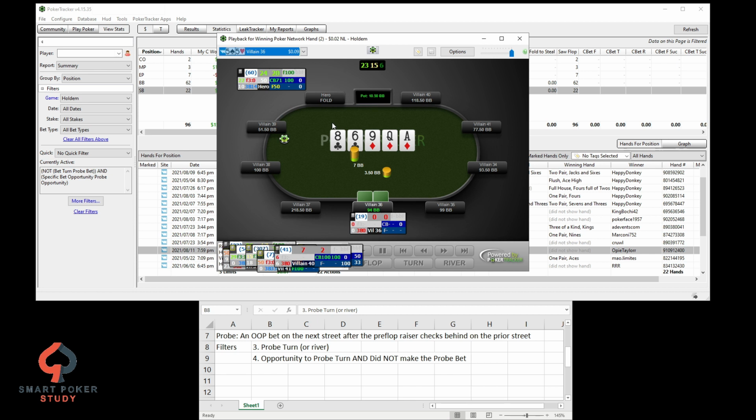I think this is a really good missed opportunity, right? Like, we missed that turn probe bet.